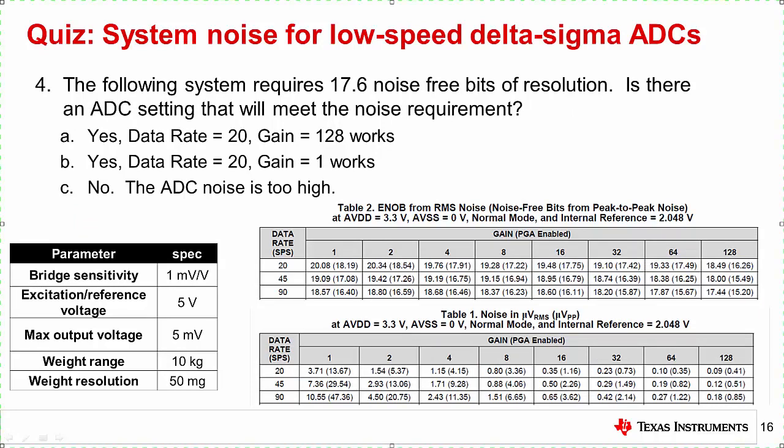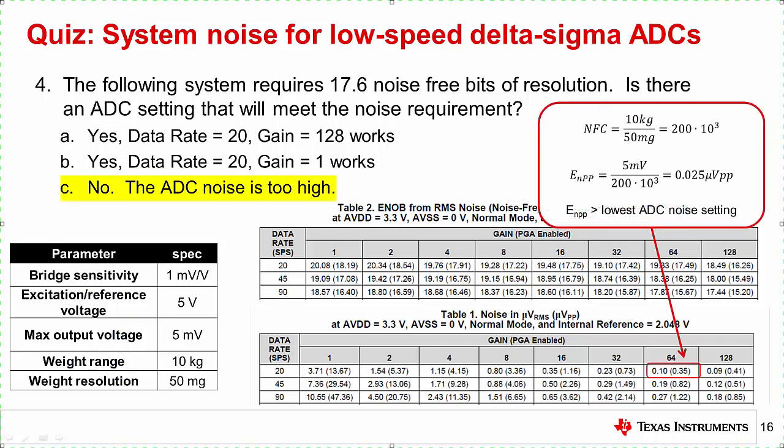Question 4. The following system requires 17.6 noise-free bits of resolution. Is there an ADC setting that will meet the noise requirement? The correct answer is C. Inspecting Table 2, you might think that the case where the data rate is 20 and the gain is 1 would work as the noise-free bits are 18.19 and that it is better than our requirement of 17.6.